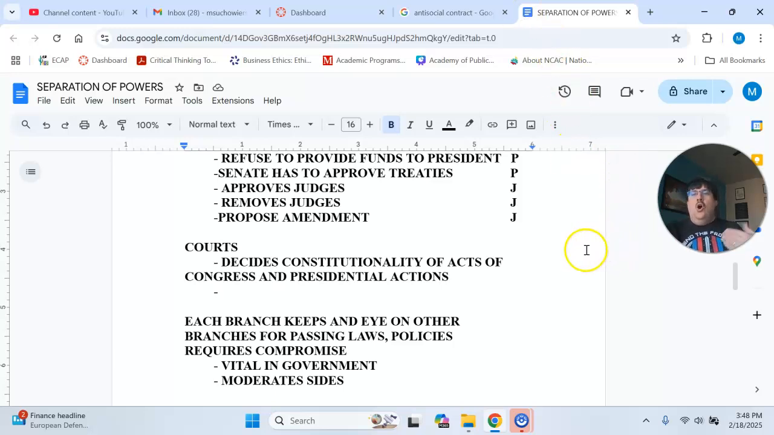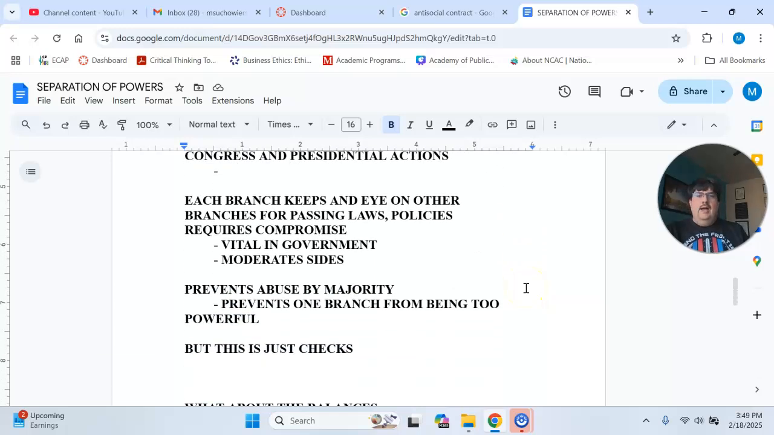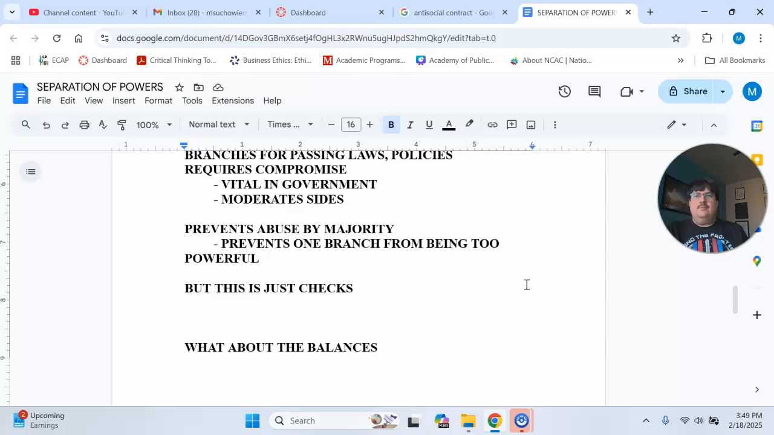So overall, the idea behind the separation of powers is that it keeps the branches' eyes on each other. It prevents overstep. It prevents one branch from getting more powerful than the rest. The other branches can hold them in check and require that they involve them or compromise. That's what the whole system has done. We moderate what government accomplishes in our country. We talked about that. So that's just checks.